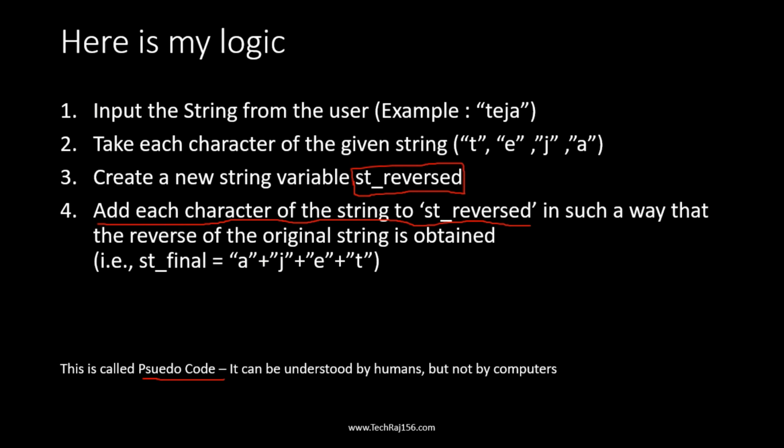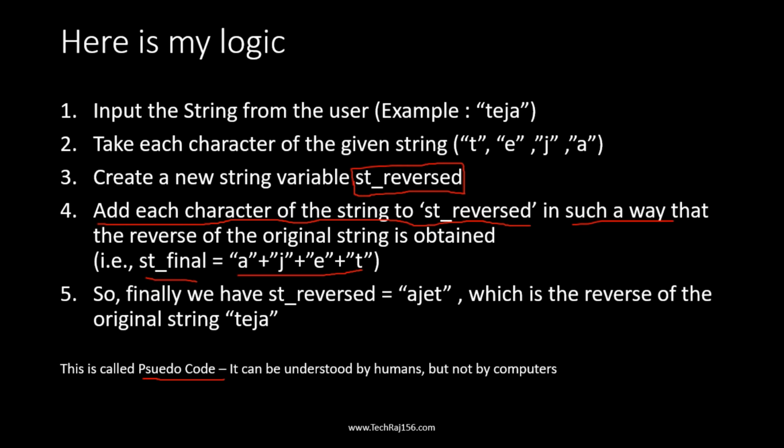Also note that I'm going to add it in such a way that the reverse of the original string is obtained. So the st_reversed is going to be AJET. That is what I want, and this reversed string is going to be stored in st_reversed. So finally we have st_reversed equal to AJET, and this is the reverse of the string Teja. Perfect, we got the reversed string.